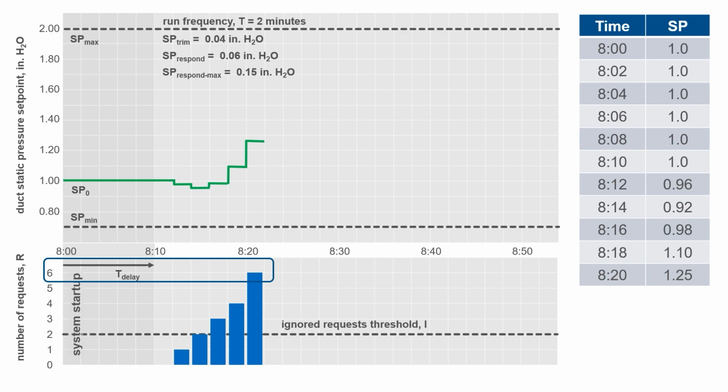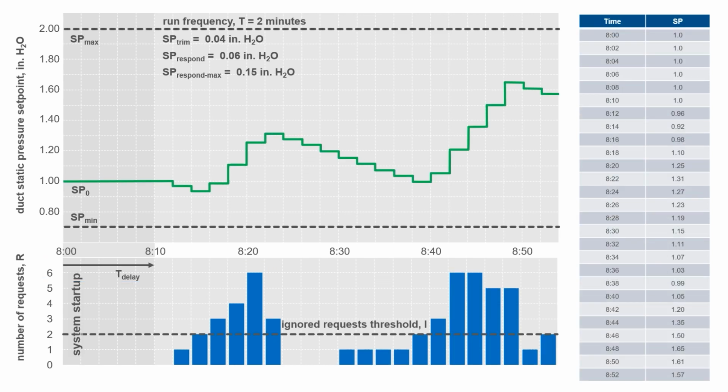Since that is greater than the respond maximum of 0.15 inches, the system responds by adding 0.15 inches to the static pressure set point. At 8:24, the system requests drop low enough that the system starts to trim again. In this manner, the system continues to dynamically reset the duct static pressure set point throughout the occupied day.